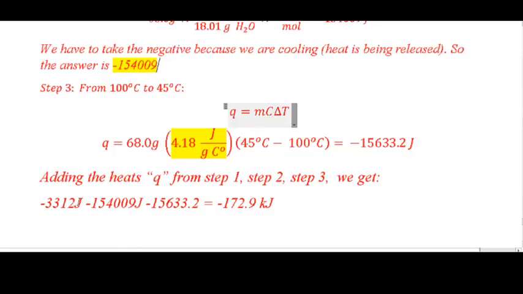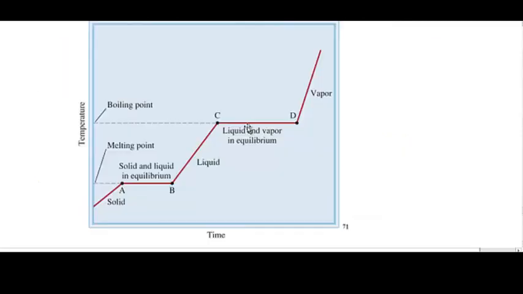So adding up all the heats from step 1, this is minus, 124 to 100. This is the heat from the phase change, which was a constant. And then this is the heat going from 100 to 45 degrees. And adding all those up, I get a minus 172. If the water cooled from 124 degrees C to maybe minus 10 degrees C, there I'd have to account for two phase changes, C, D, and A, B.